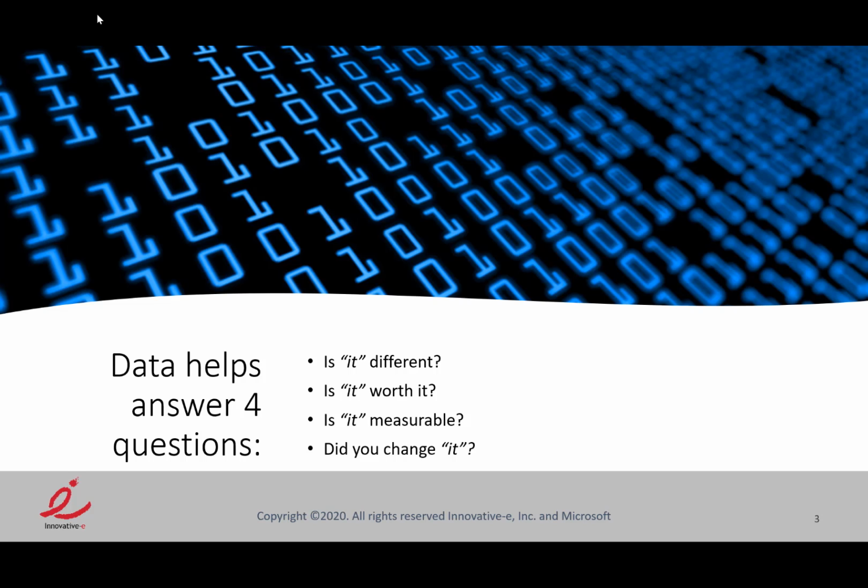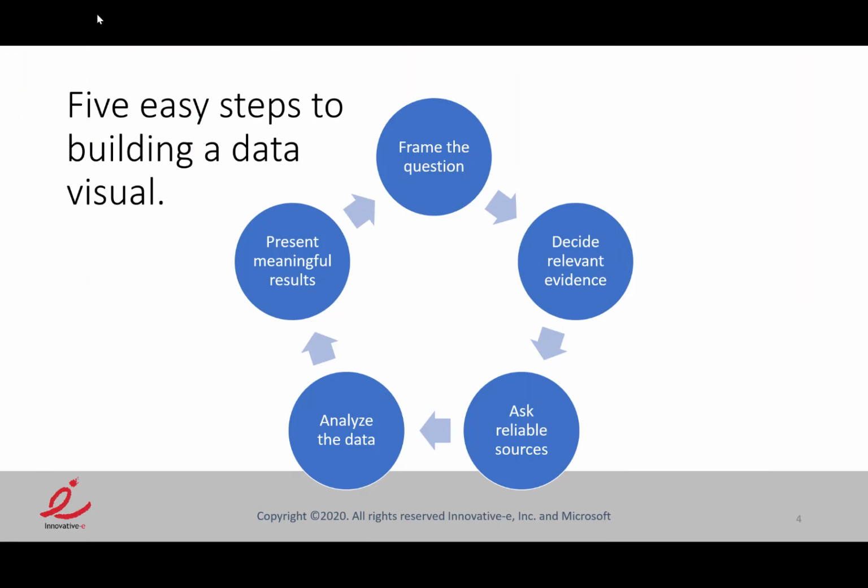So data helps us to answer some important questions in life, and there are 5 easy steps one can follow to building a data visual that you can use in a data dashboard. First, you need to frame the question that you are asking. Then you need to decide what type of data specifically makes sense to be relevant evidence to provide support for or against whatever the conclusion for the study of the question is.